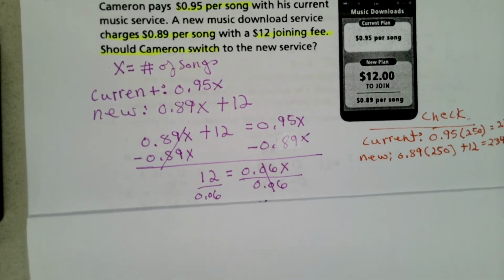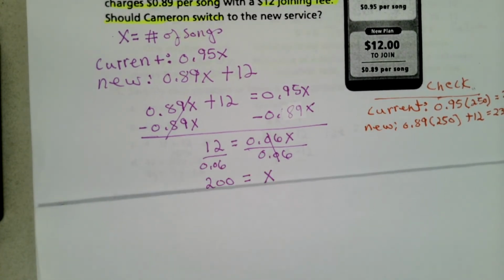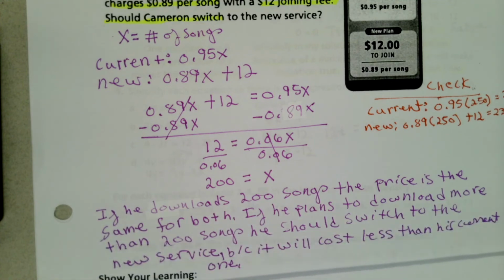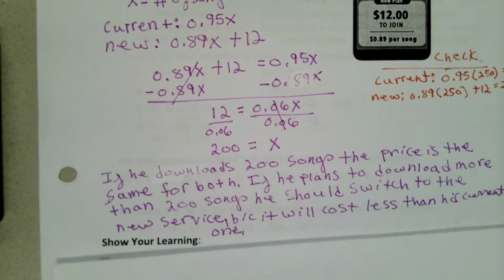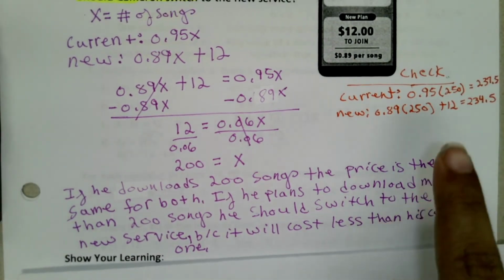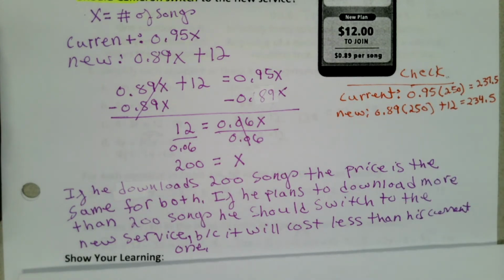So what does this mean? Well, if he downloads 200 songs, the price is the same for both. If he plans to download more than 200 songs, he should switch to the new service, because it's going to cost less than the one he has now. Is there a way to check this and make sure we're right? Well, let's take a look over here. I decided he was going to download 250. That's more than 200, right? With his current plan, it's 0.95 times 250. I get 237.5. With the new plan, it's 0.89 times 250 plus 12. You get 234.5. The new plan is cheaper. So that's how we did it.